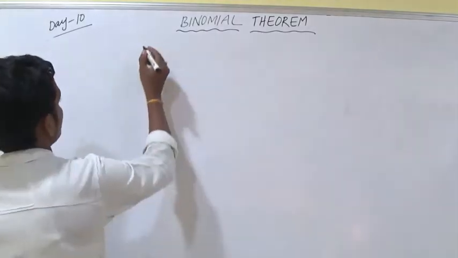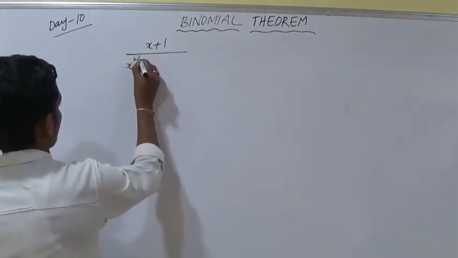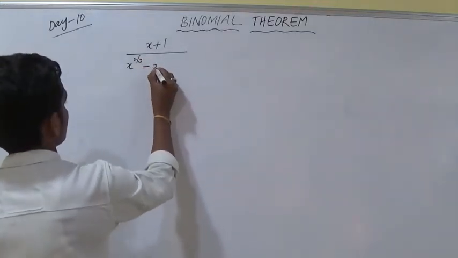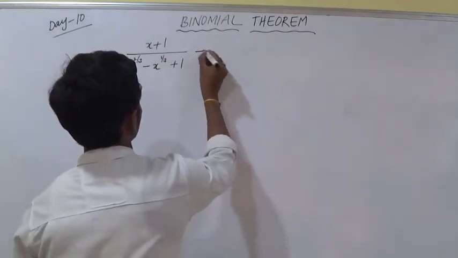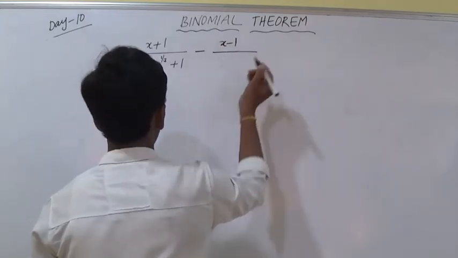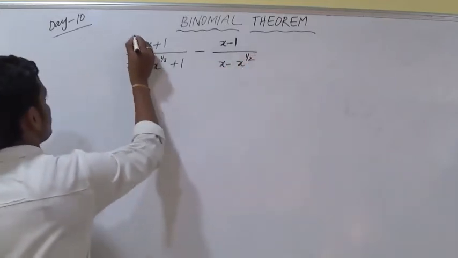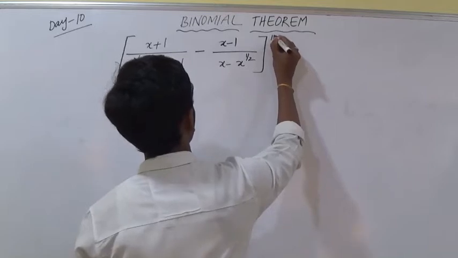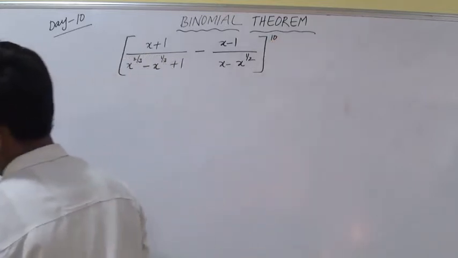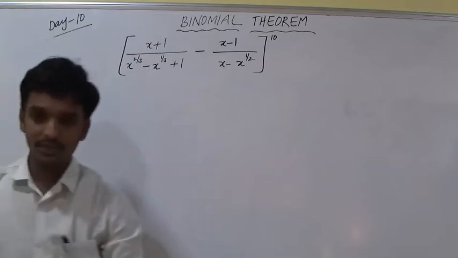The term independent of x in the expansion of (x plus 1 by (x to the power of 2 by 3 minus x to the power of 1 by 3 plus 1) minus (x minus 1) by (x minus x to the power of 1 by 2)) whole to the power of 10. This is the problem, but it is not tough.